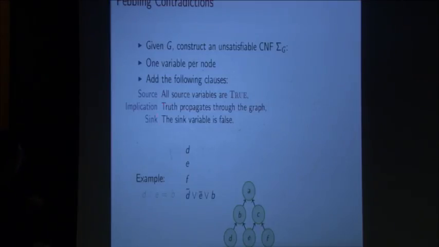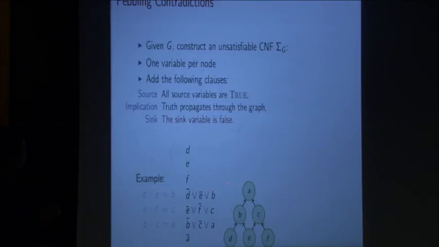And then I want the truth value to propagate through the graph in the sense that I want, if D and E are true, then B has to be true. To do this, I just turn the implication into a disjunction. And I do this, I propagate truth for every node. And finally, I add a clause to say that the sink has to be false. And this CNF, the conjunction of all these clauses, will be the Pebble contradiction corresponding to the graph G.